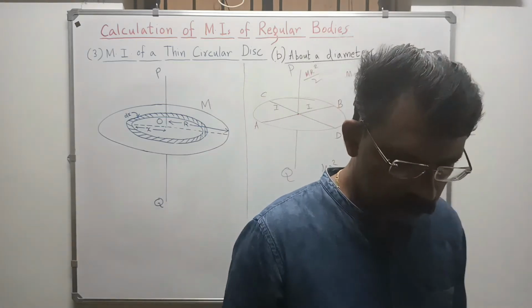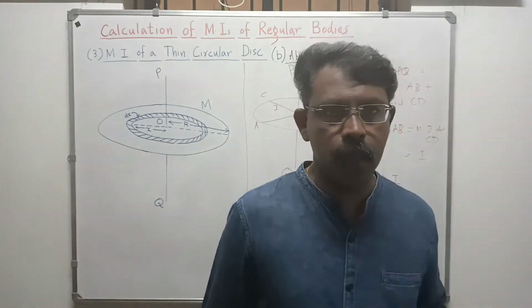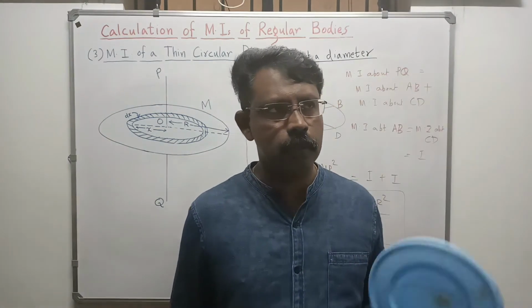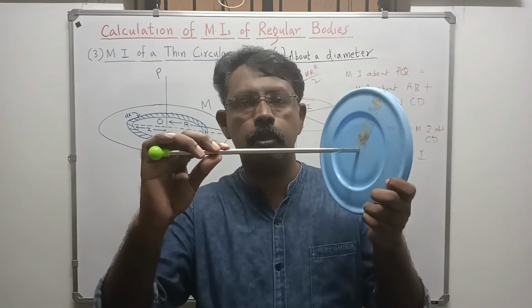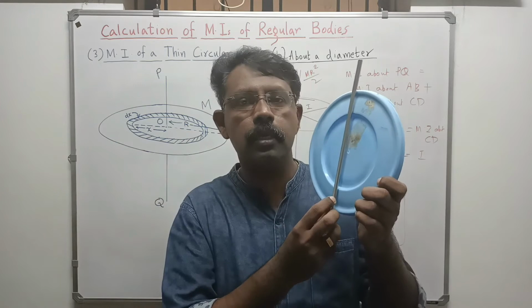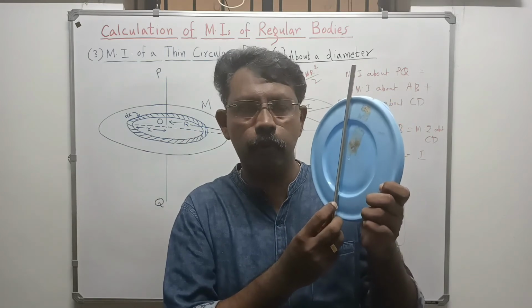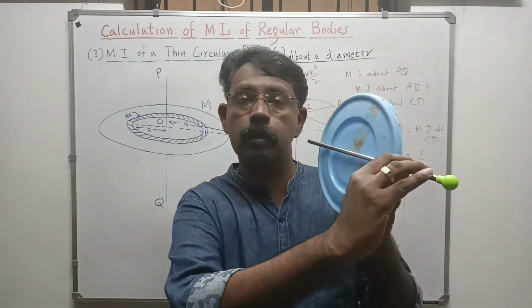So finally I can say that if I am taking a disk like this, the moment of inertia of the disk about this axis passing through the center perpendicular to the plane is MR squared by 2. About this axis, that is about one diameter, is MR squared by 4. About another axis is MR squared by 4.